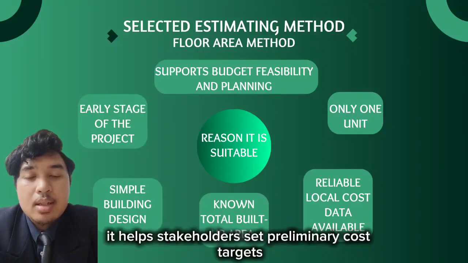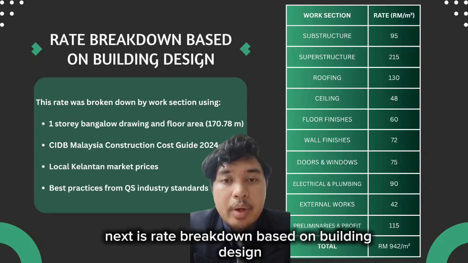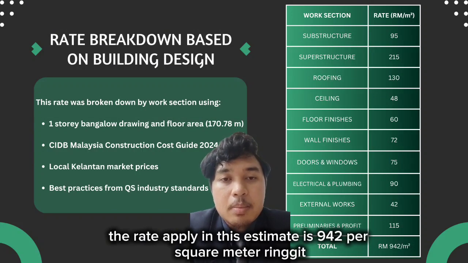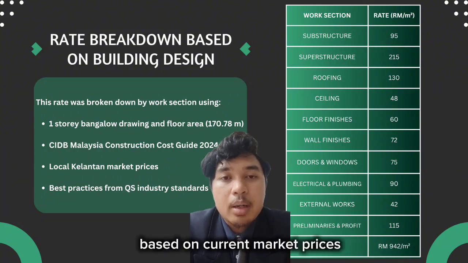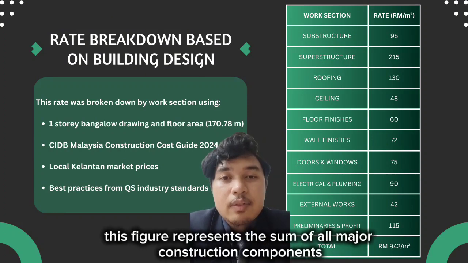It helps stakeholders set preliminary cost targets, explore design options, and prepare for further approval or funding application. Next is rate breakdown based on building design. The rate applied in this estimate is 942 ringgit per square meter based on current market prices for typical single-story residential construction in Kelantan. This figure represents the sum of all major construction components.